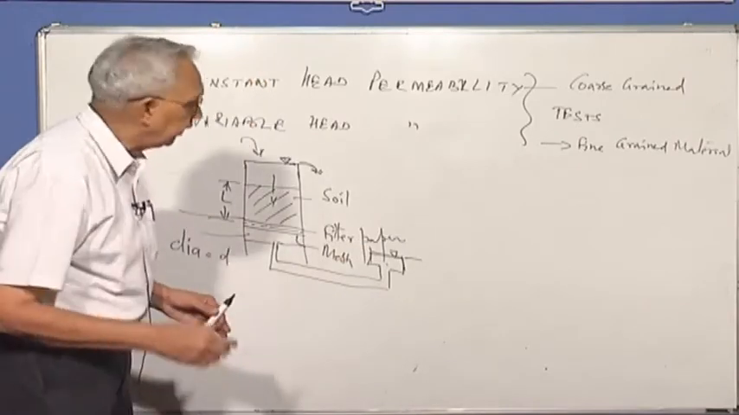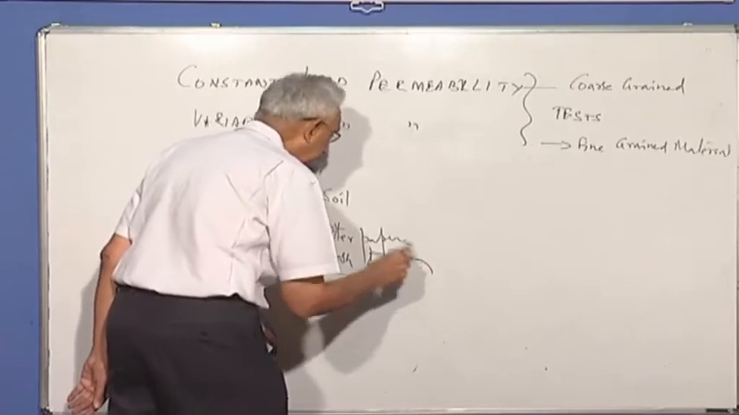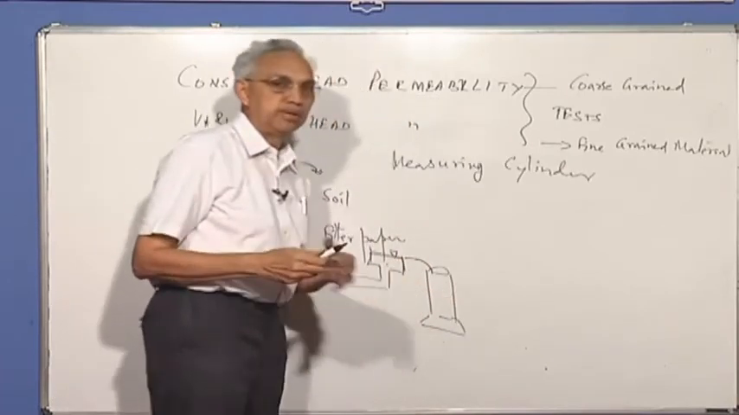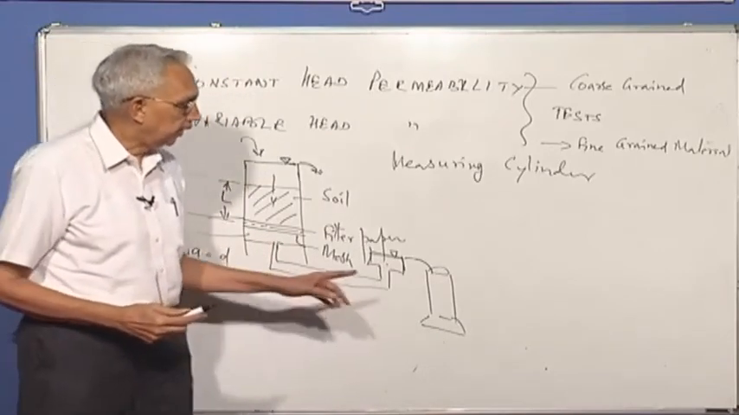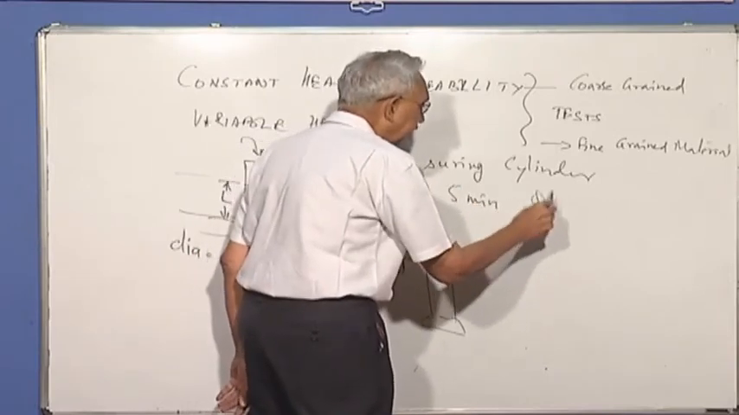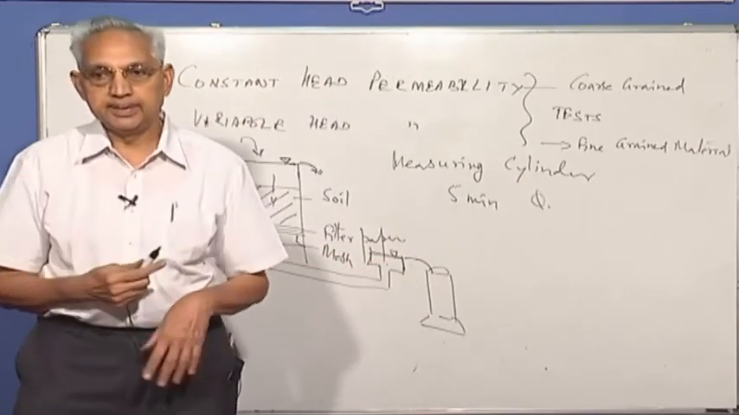So what we do is we start the test and collect. As you pour it, I use a measuring cylinder. It's one of those standard jars you have in the laboratory. I collect it, let's say, for 5 minutes and measure the quantity of flow Q. Q could be 400 cc, 600 cc, etc.